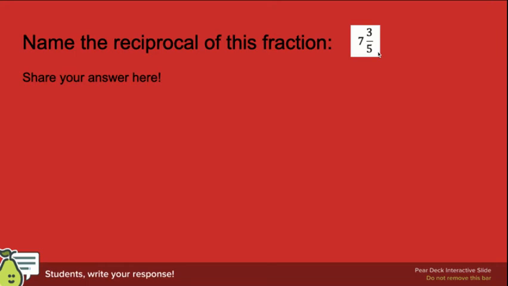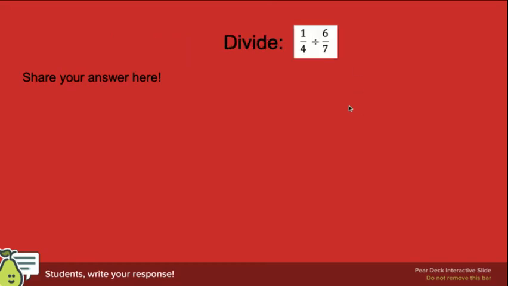All right, let's move on. And I want to remind you, it is okay if your final answer is improper here for the reciprocal. You do not need to simplify the fraction for the reciprocal.